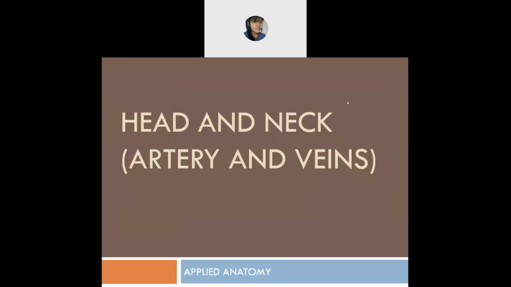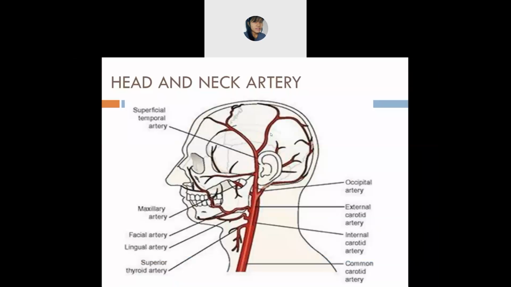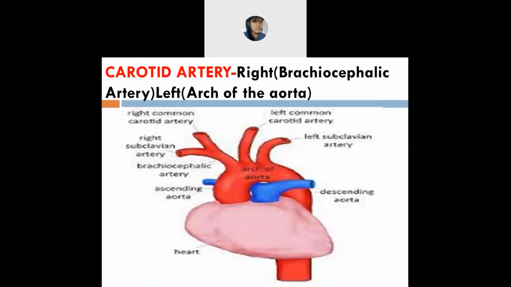So today we will be revising the topic of head and neck arteries and veins. First, we will see the arteries, whatever arteries are there in the head and neck. Let us see. This is just a glimpse, the overall picture of the head and neck arteries. So let us see one by one.